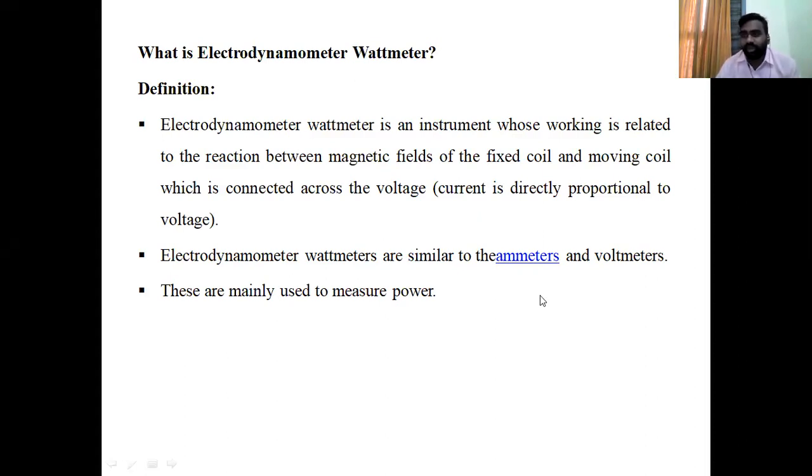Two coils are present, the magnetic field is exercised in between the two coils, and the behavior of current and voltage is directly proportional. Now if we see the working principle, it depends upon the magnetic field, that is Faraday's law of electromagnetic induction. That means the electrodynamometer type wattmeter's working is quite similar to ammeters and voltmeters, either PMMC or MI ammeter and voltmeter. The main purpose of the electrodynamometer type wattmeter is to measure power, by dealing with the combination of current and voltage. So that is about the definition.